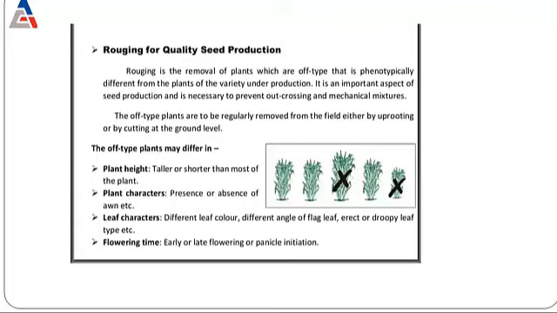Roguing is the removal of plants which are off-type, that is, phenotypically different from the plants of the selected variety. You have to call them off-type, meaning they are not required. They should be regularly removed from the field. That's why regular inspection is required. So this is a combined term, inspection and roguing. So how will you remove them? Uproot them, or cut at ground level, so that they do not grow again and again. The off-type plants may differ in plant height, plant character, leaf characters, and flowering time.